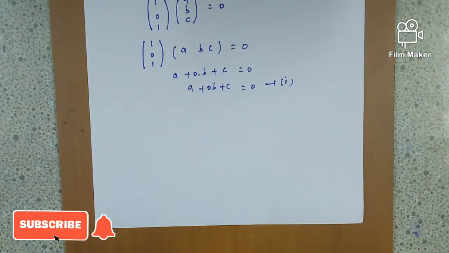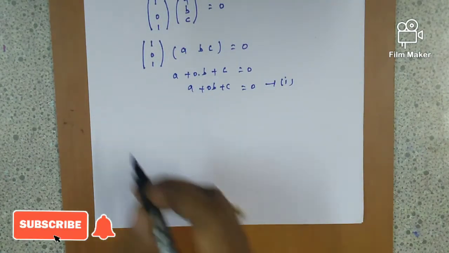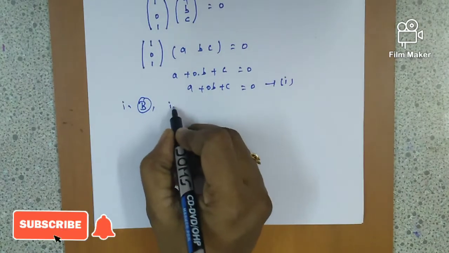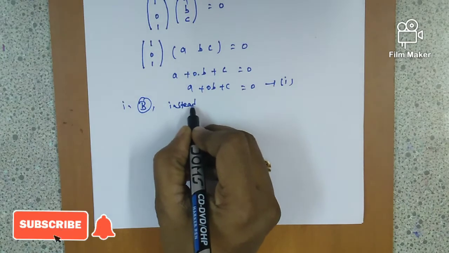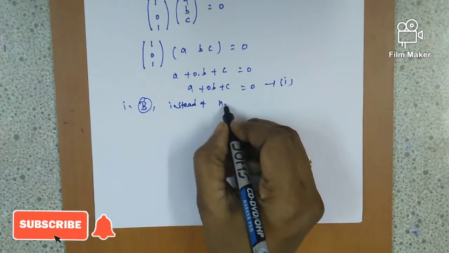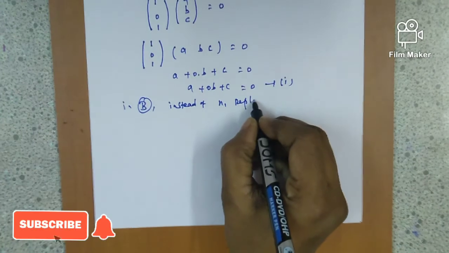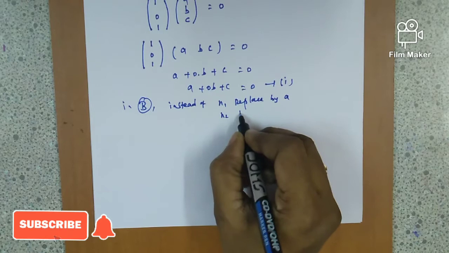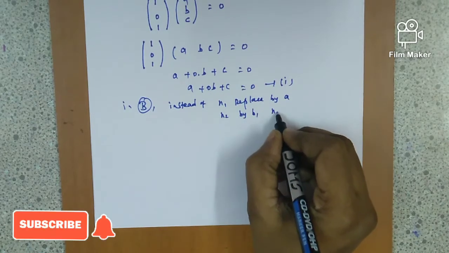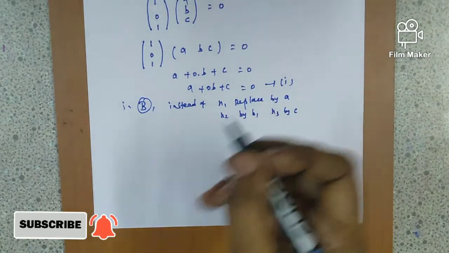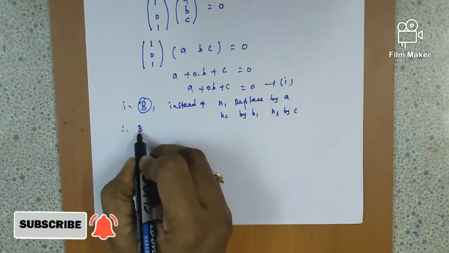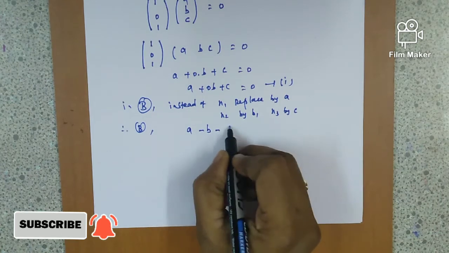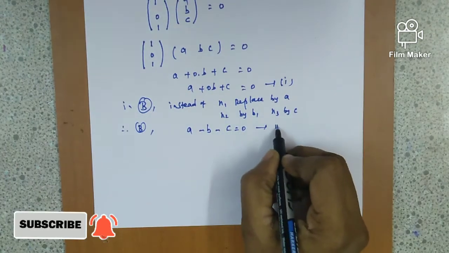Satisfy means what? Instead of x1 in equation B, replace x1 by A, x2 by B and x3 by C. So the system B becomes A minus B minus C equal to 0. This is our equation 2.